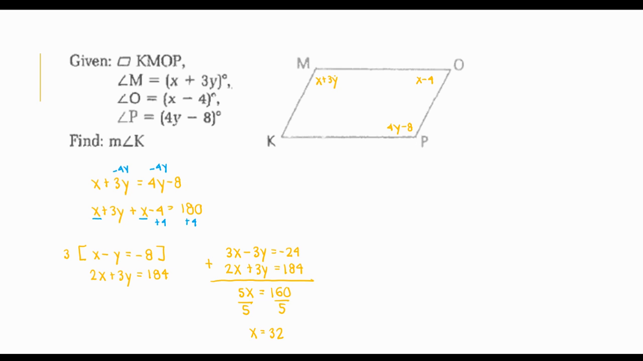Or the same idea, you could have plugged X and Y in for M, and then you had consecutive angles, and you can find the measure of angle K. But plugging in X for angle O and then having the answer right away is going to be the fastest method. So the measure of angle O is going to be 32 minus 4, which is going to give us a 28-degree angle. And once again, opposite angles are congruent, so that is also the measure of angle K, which is what this problem was asking for. So we're done.